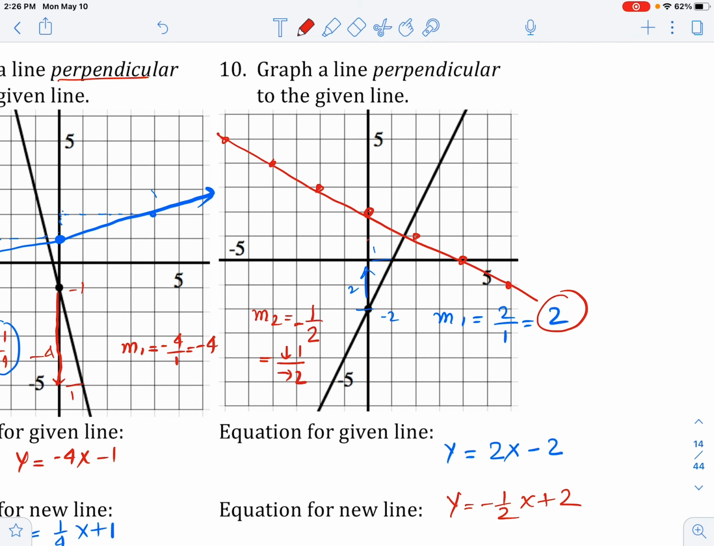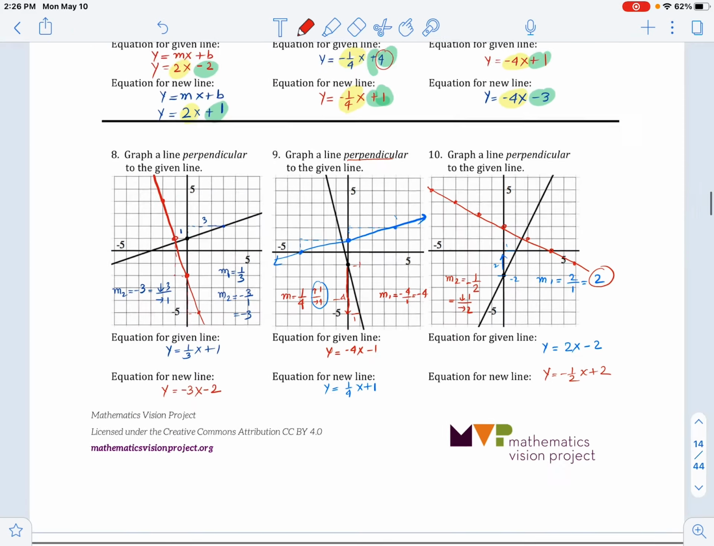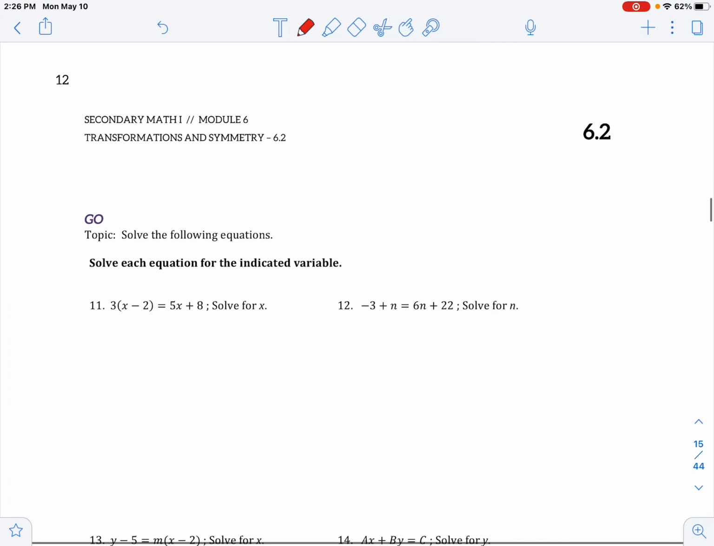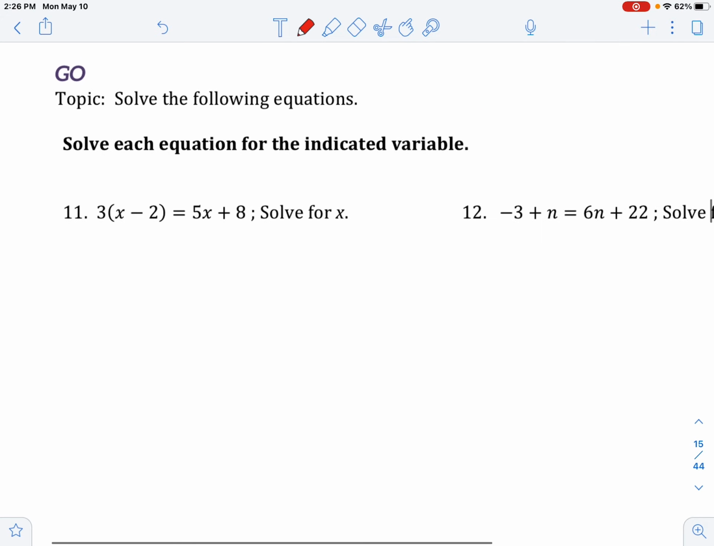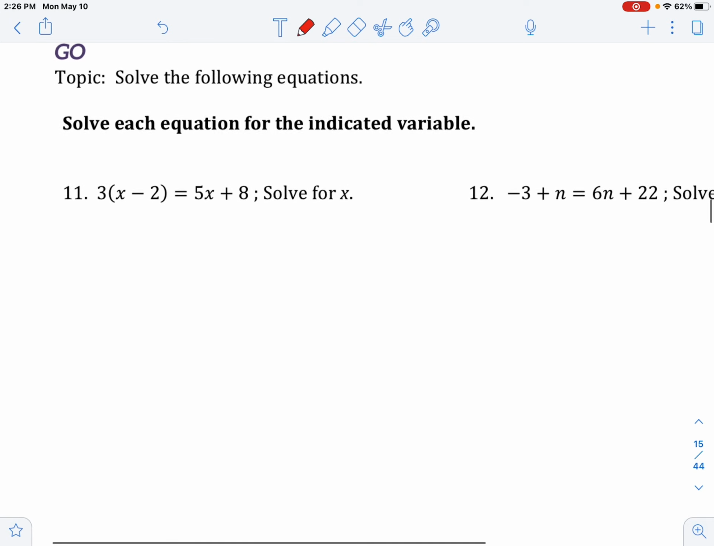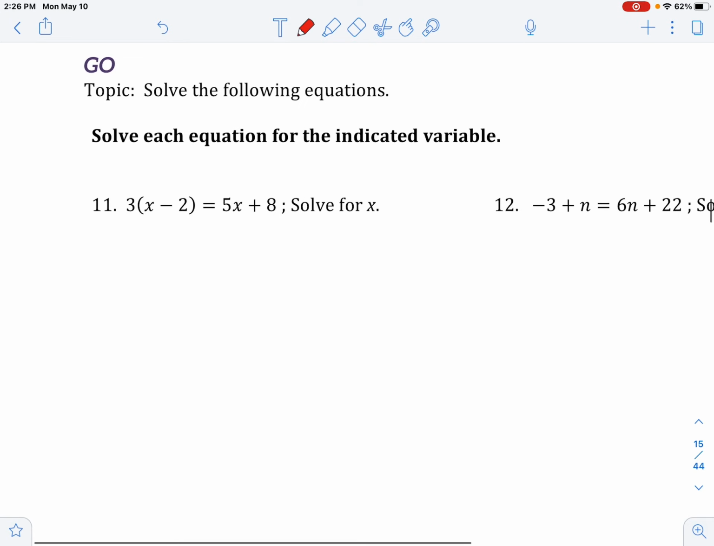And let's do the go part. Go part is the easy one. What you have to do is solve the following equation for x. I'm just giving you some. For question number 11, you have to distribute it. Sorry, this is 3x minus 6 equal to 5x plus 8.